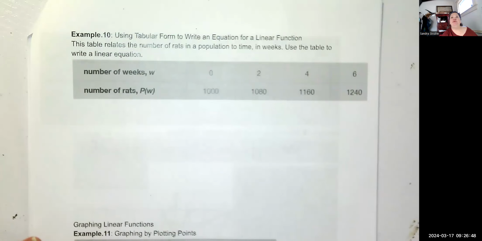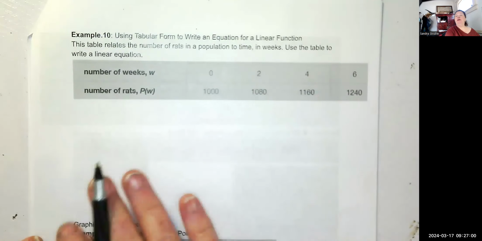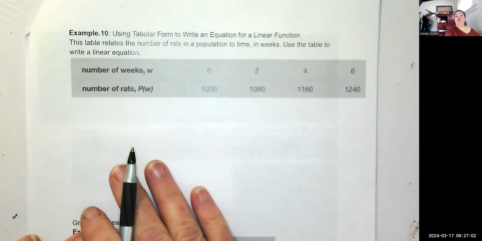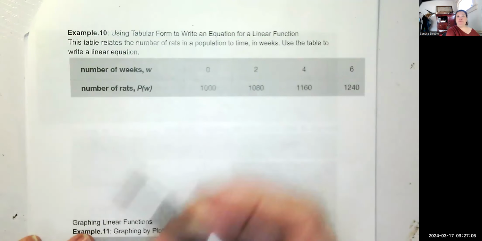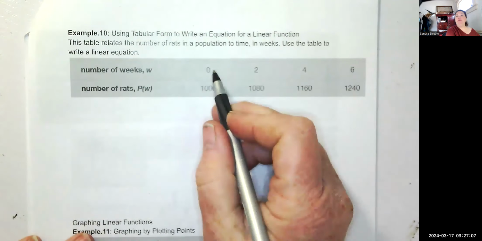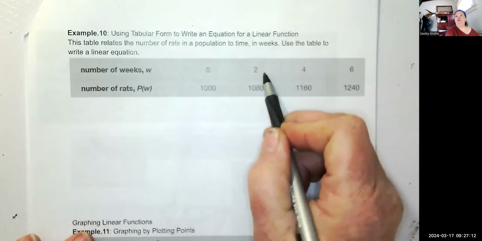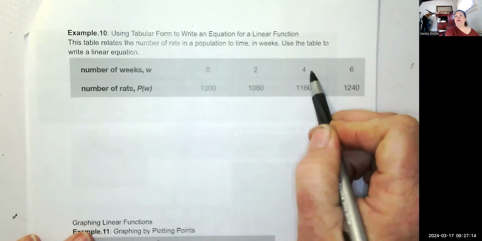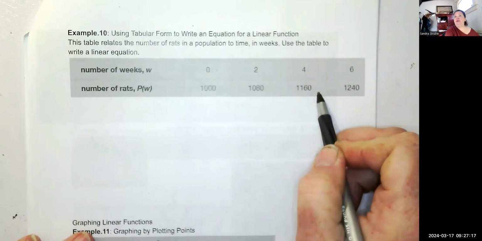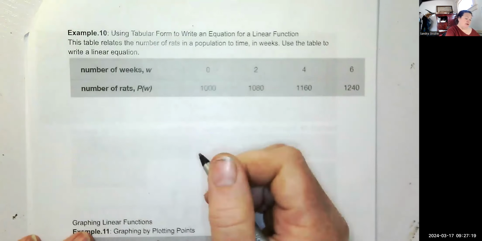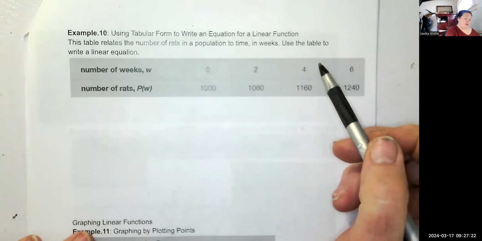Using tabular form to write an equation for a linear function: this table relates the number of rats in a population to time in weeks. Use the table to write a linear equation. We have done things like this before, it's just that before we used the y as opposed to the function. We're given ordered pairs: input of 0, output of 1,000; input of 2, output of 1,080; input of 4, output of 1,160; and input of 6, output of 1,240. And we want to know a linear equation.